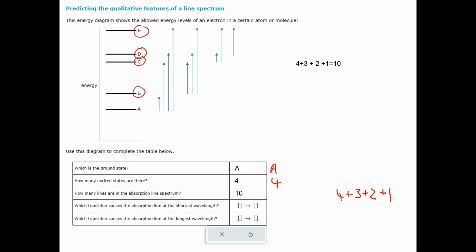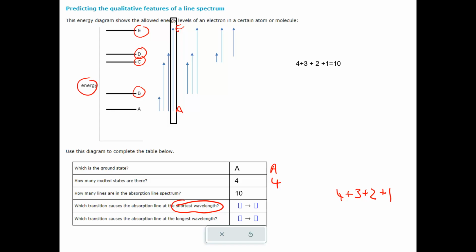Now it says, what transition causes the absorption line at the shortest wavelength? Now we need to be a little bit careful here. Shortest wavelength means biggest energy. So biggest energy, what arrow here is the biggest, right? And it's got to be this one, isn't it? The one that starts at A and ends at E. That's the biggest one there, right? So that's the one that's going to have the shortest wavelength.